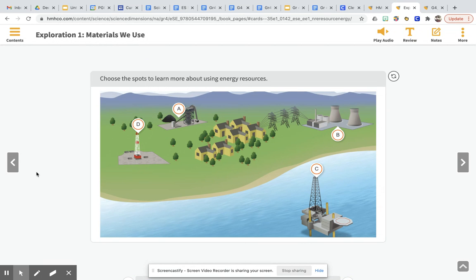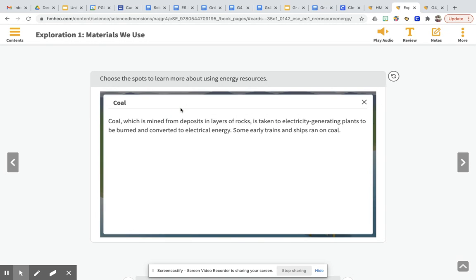All right, guys, so let's take a look at this picture together. In this picture, there are several different types of energy sources, and we're going to just click on each one so that we can learn more. And so I'm going to start by clicking on A. So take a look at picture A, and I'm going to click on it now.